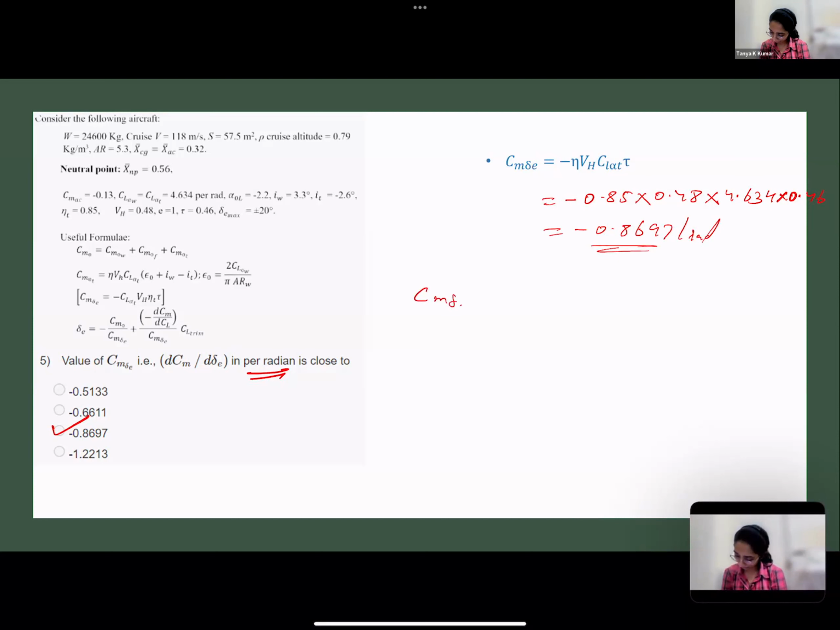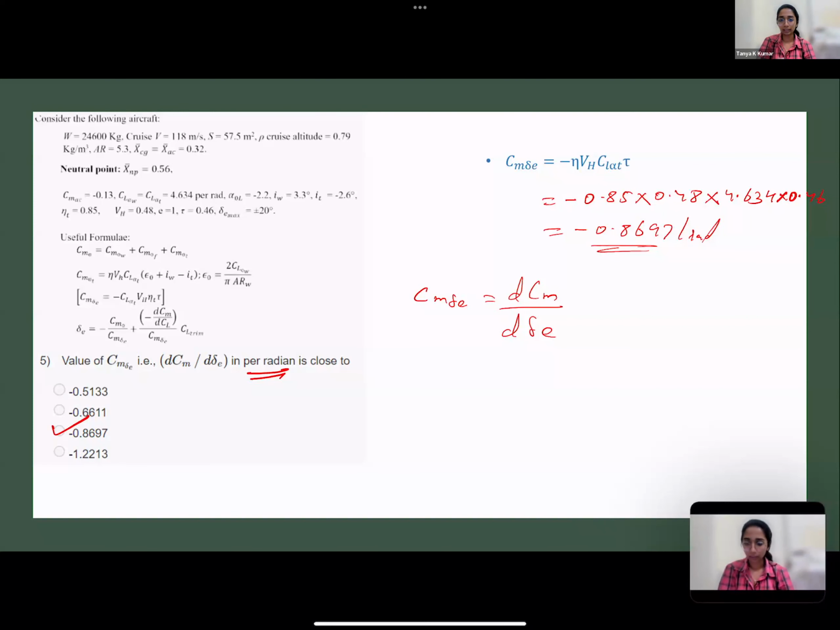What is Cm delta E? It is dCm by d delta E, the change in the pitching moment due to elevator deflection. Why is it negative? Just try and tell me. Let's take a simple case. If I deflect the elevator, before that, conventions. If I deflect the elevator down, is it positive or negative? Elevator deflection down is positive.